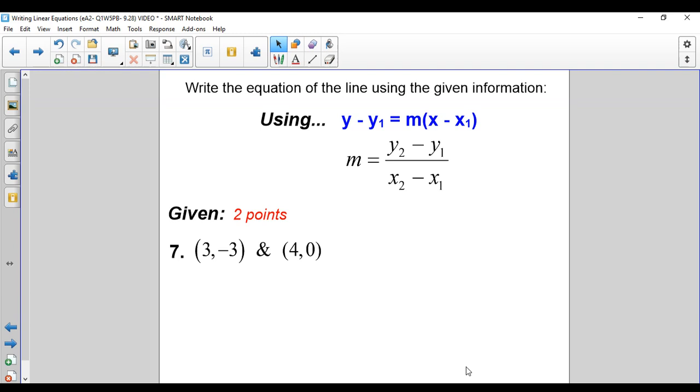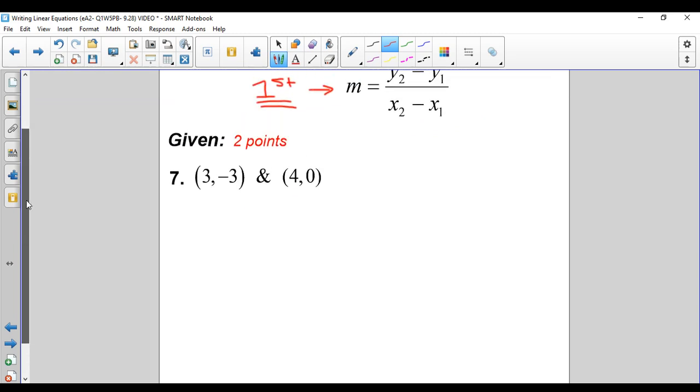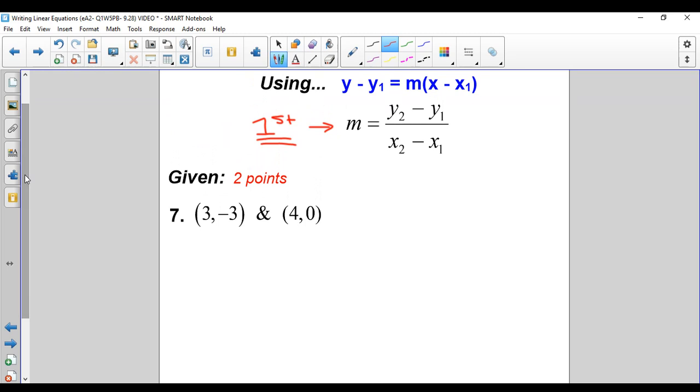formulas here that we're going to use. I'm going to start out this example using point slope form, but I need the slope formula in order to find the slope first. That's the first thing you find, the slope. So using that slope formula, if you want to label this, you can. Whatever you want to do. We find our slope first.